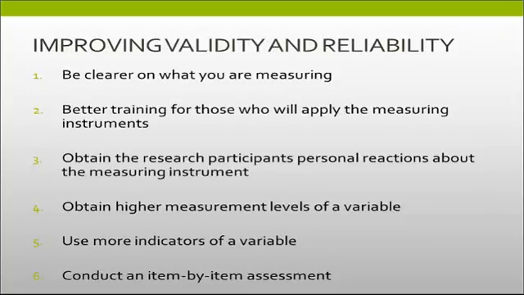So how do we improve validity and reliability? Be sure you're clear on what you're measuring. Better training for those who will apply the measuring instruments. Obtain the researchers' and participants' personal reactions about the measuring instrument before it's given to a large group of people. Obtain higher measurement levels of a variable, use more indicators of a variable, and conduct an item-by-item analysis to see if there are any questions that are causing issues with validity and reliability.